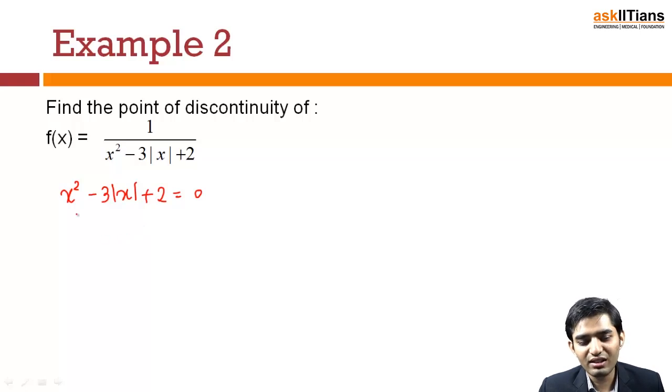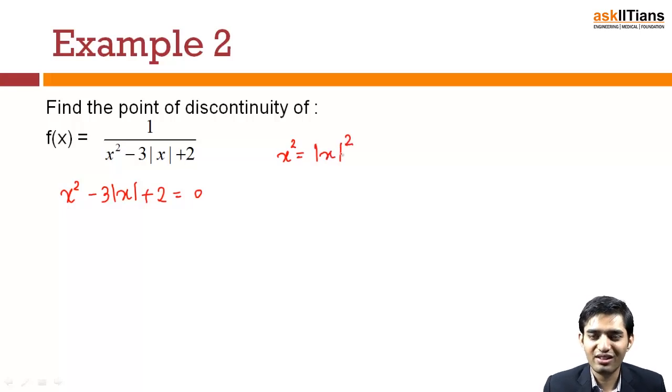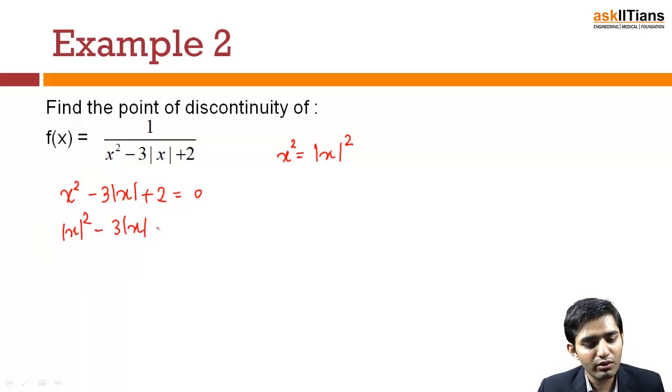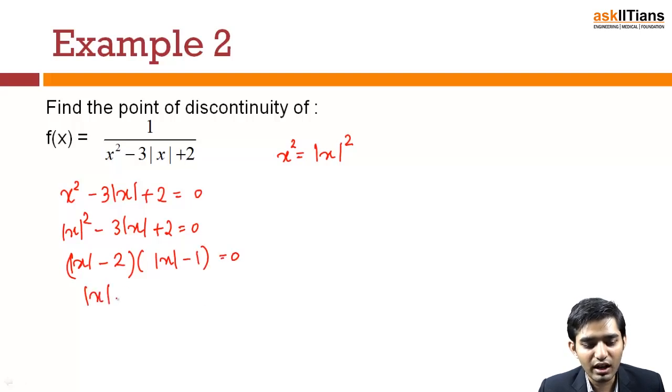See now, can I write this x square as mod of x square? Doesn't make any difference because x square is also positive and mod of x square is also positive. There is no question about negative numbers. So I can easily replace this x square by mod of x square, and now it will be easy for us to factorize. If I factorize, this will be mod of x minus 2 and mod of x minus 1, which is equal to 0. So from here I will basically get either mod of x should be equal to 2 or mod of x should be equal to 1.